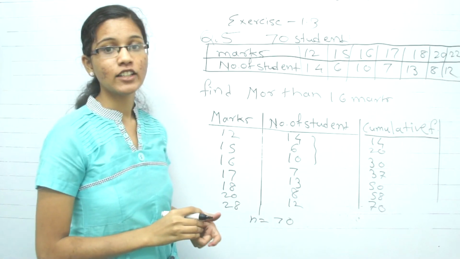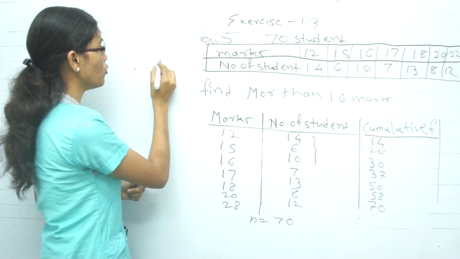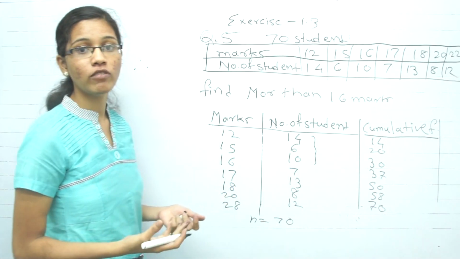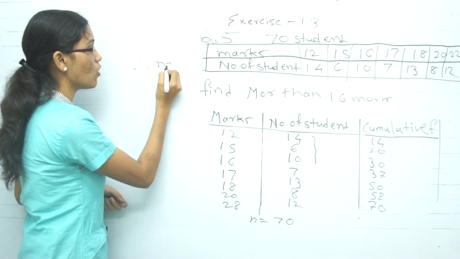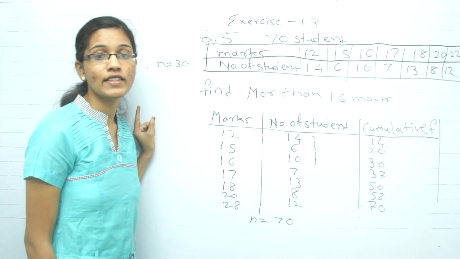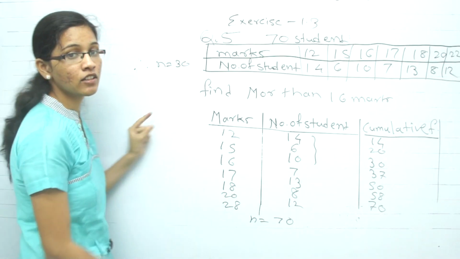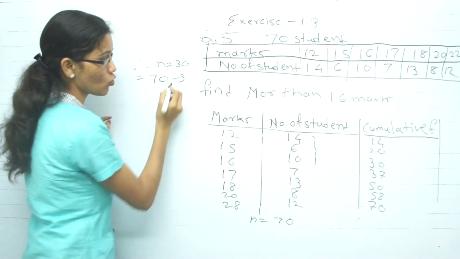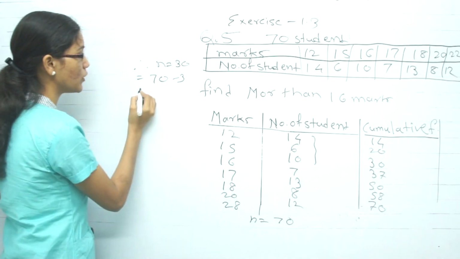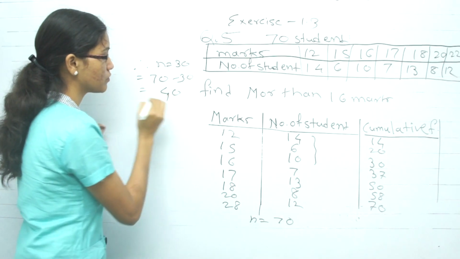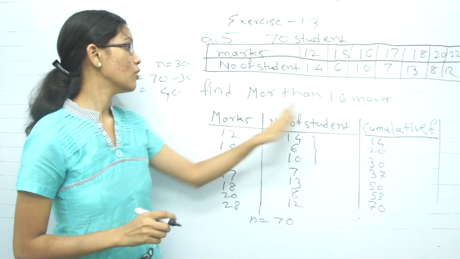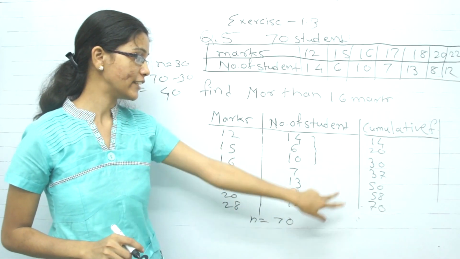So how do you find the number of students scoring more than 60 marks? You know the less than 60 marks are 30 students. So N is equal to 70, less 30 for less than 60 marks. 70 minus 30 is equal to 40. So 40 students scored more than 60 marks.